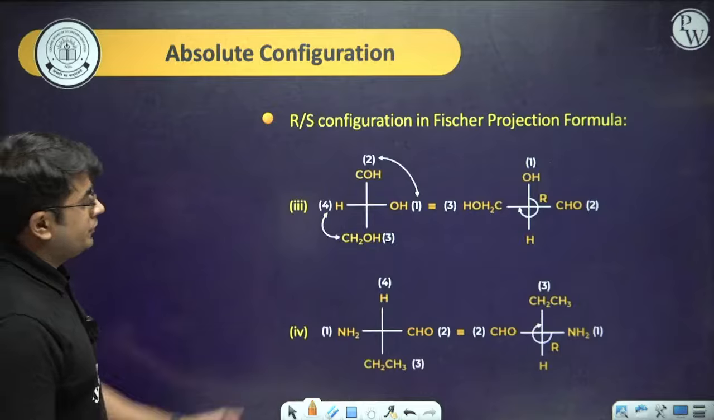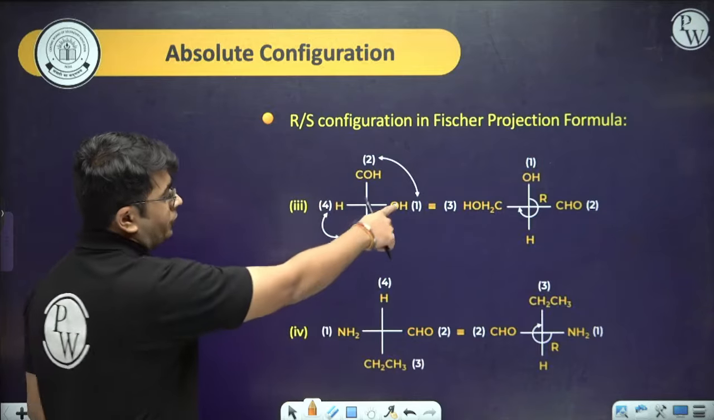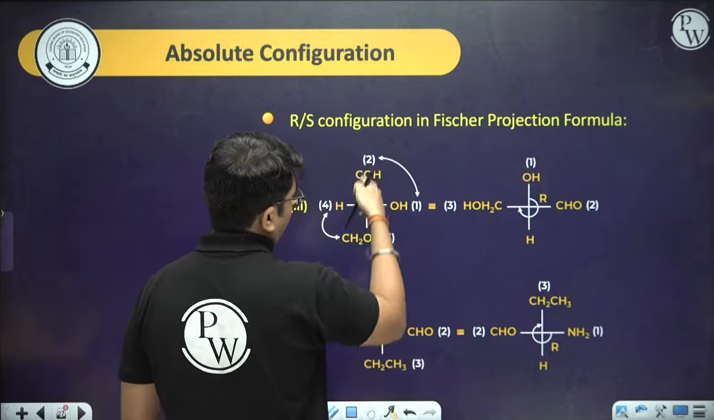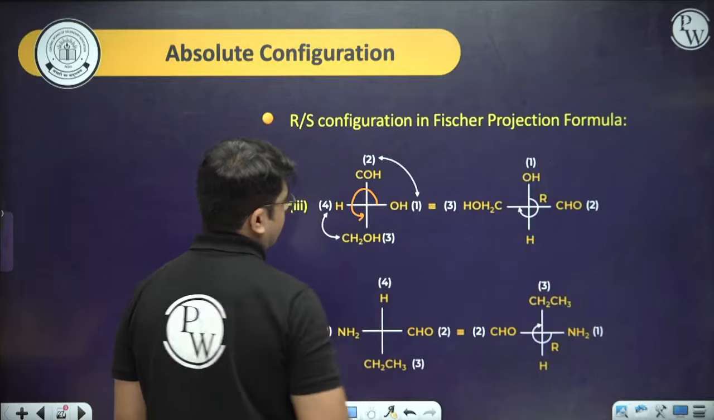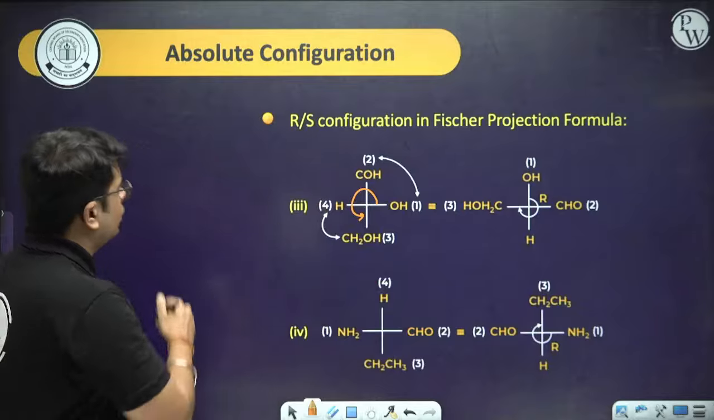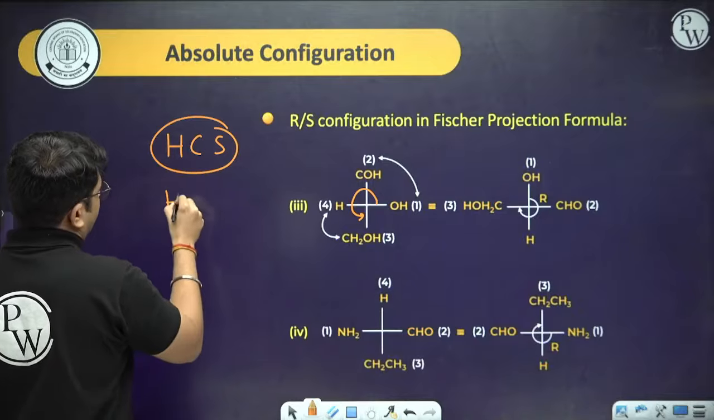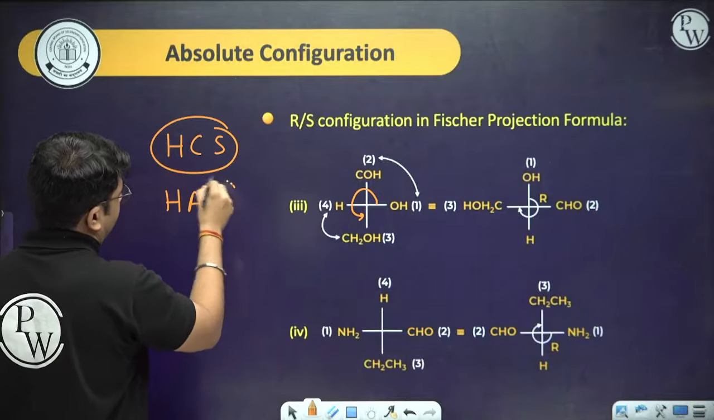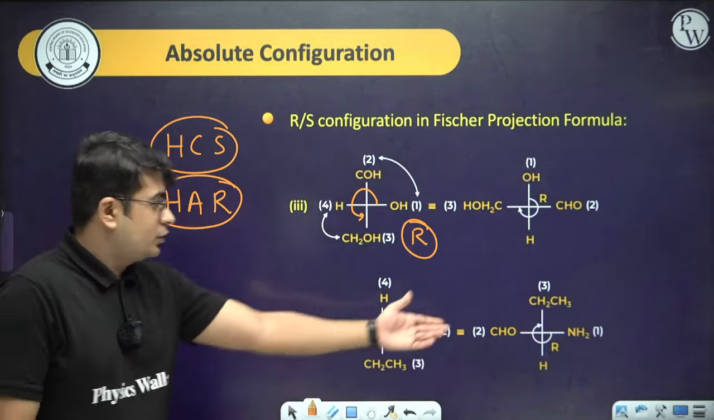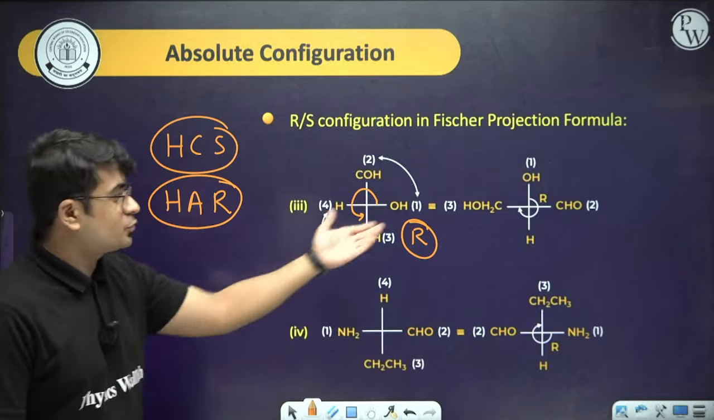Now, if I talk about this second example, again you can see we have a 1, 2, 3 and 4. So what I do? 1, 2, 3. You can see this direction is again anti-clockwise and this group is present on the horizontal position. So we know that horizontal clockwise is S. So if horizontal anti-clockwise, it should be R. So without anything, I can say that will be R. So finally you can see it's coming like R. So without any changes, you can see R.